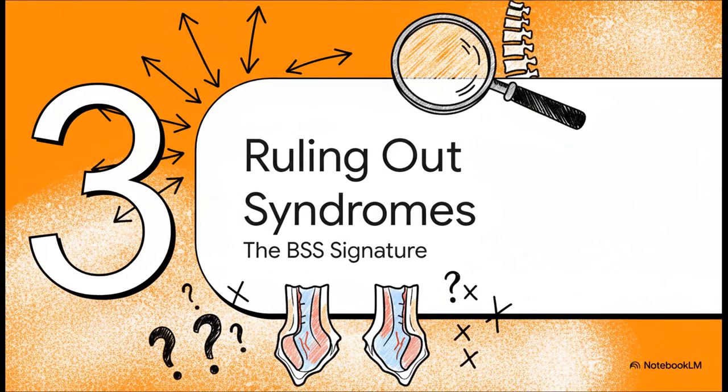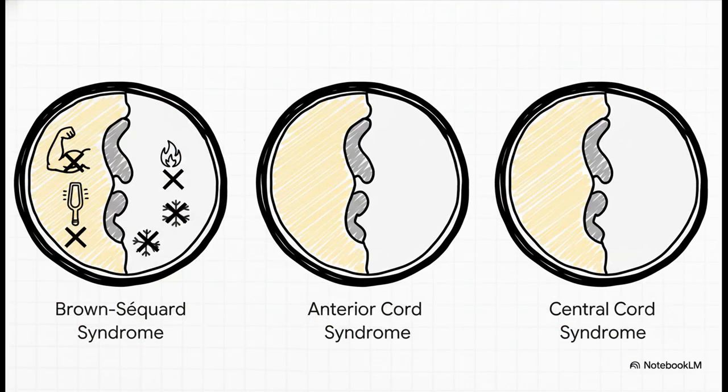All right, so let's get practical. In the ER or on your boards, it's not enough to just recognize Brown-Séquard. You've got to be able to tell it apart from the other spinal cord syndromes. Let's talk about its unique signature. And really, this is what makes it stand out. It's those crossed findings we talked about. Ipsilateral motor and vibration loss with contralateral pain and temperature loss.